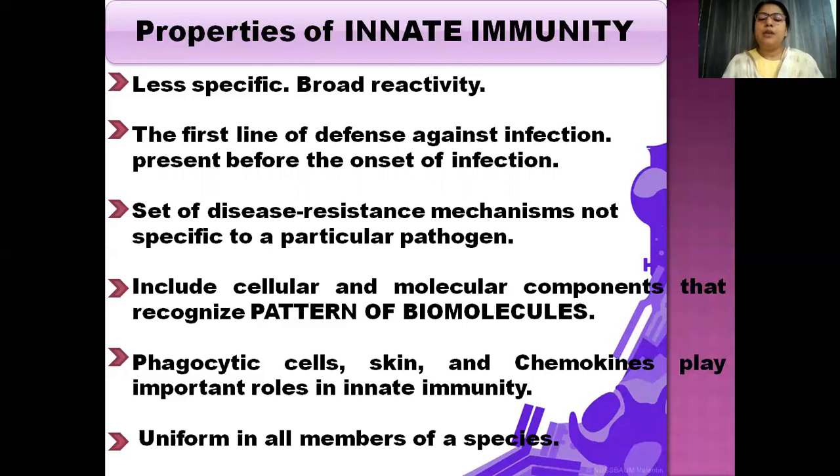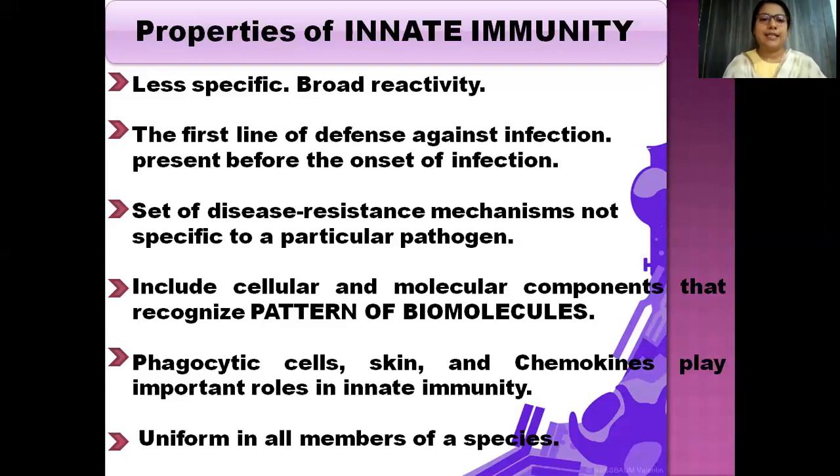The last point is that innate immunity is uniform in all members of a species. That means innate immunity consists of those properties that are specific for a species. All human beings have the same kind of innate immunity, but acquired immunity can be different. For example, maybe I have acquired immunity for virus A and somebody else has acquired immunity for virus B. But if it is innate immunity, we both are protected against virus A and virus B. I think this difference may be clear.